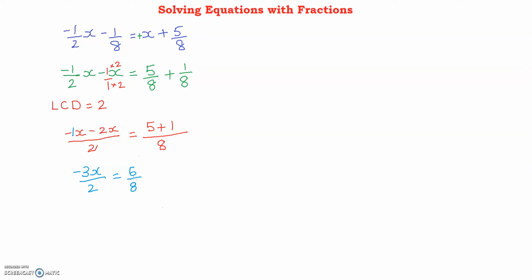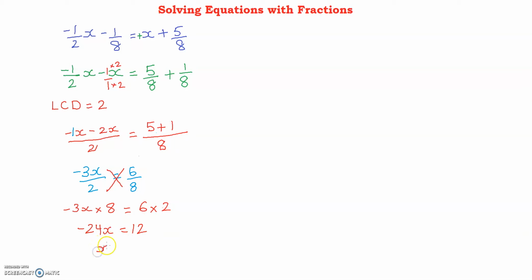At this point, if you want to reduce the fraction, which is 6 over 8, you can. If you don't want to reduce it, we can just go ahead and start doing the cross multiplication. Whenever there are two fractions and there is an equal sign in the middle, we always cross multiply. Therefore, our next step will be negative 3x times 8 is equal to 6 times 2. So negative 3x times 8 will give me negative 24x. 6 times 2 will give me 12.